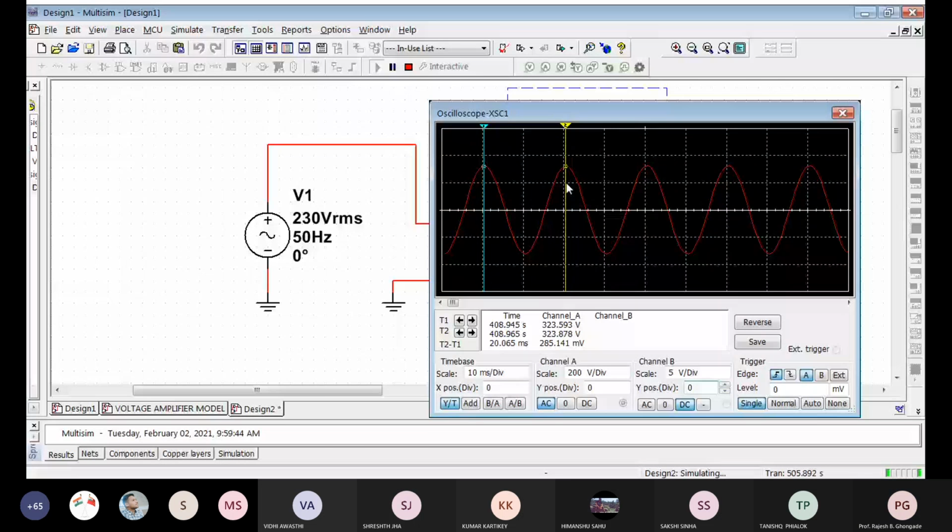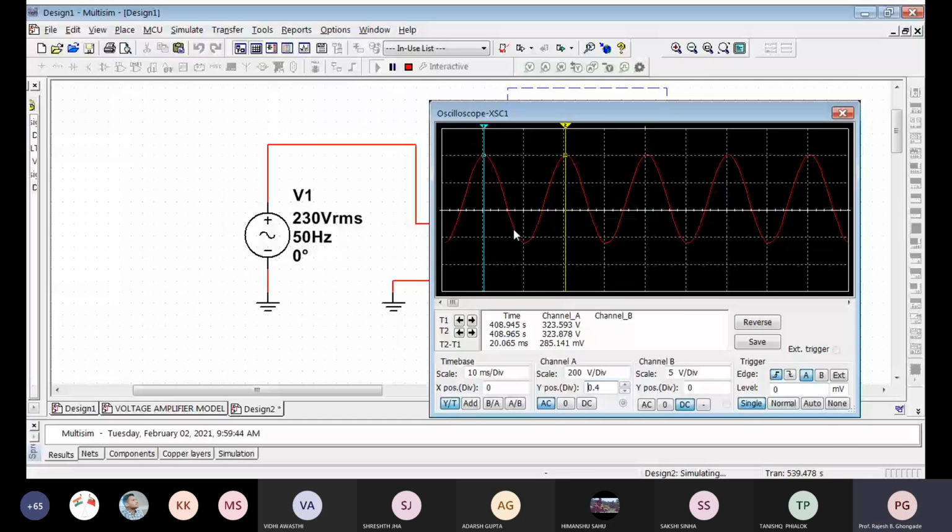Yes, sir. Fine. So now, instead of using the cursor, you can also find out the peak to peak value. I'm just shifting this now. Okay. Now can you find out the number of divisions in the vertical direction from peak to peak? From this peak to this peak, how many divisions are there? 3. Okay, 3 divisions. But don't forget this also.